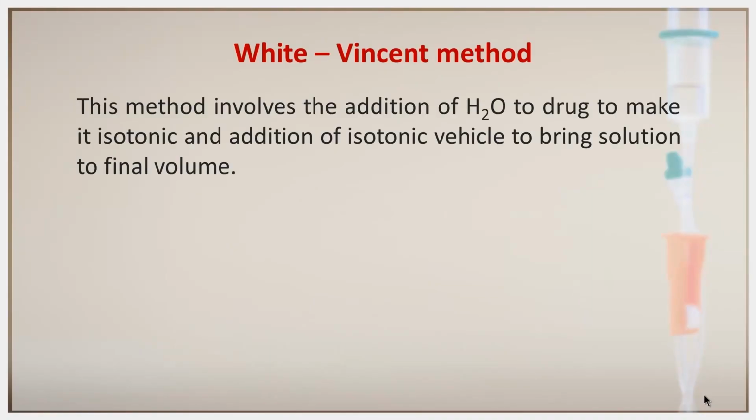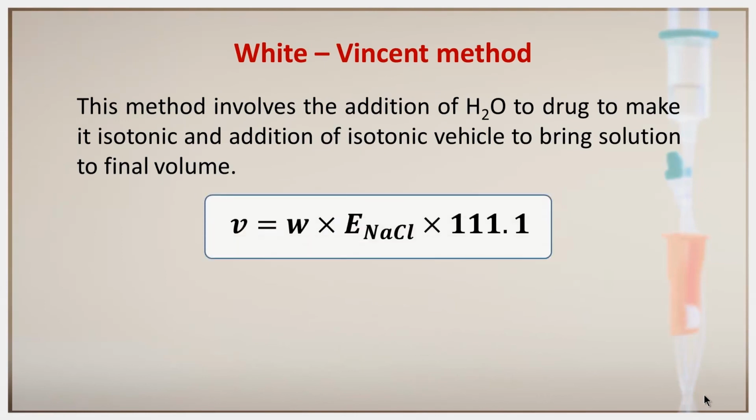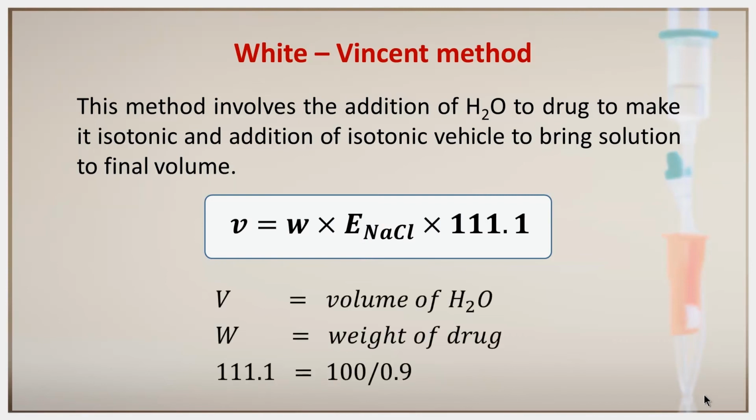Now, moving to the third method, that is White-Vincent method. In this method, we will be adding the water to the drug to make isotonic solution and adding the isotonic vehicle to bring the final volume to the required amount. So, there is a straight formula for calculation of the adjusting substance. In this we will be using water.